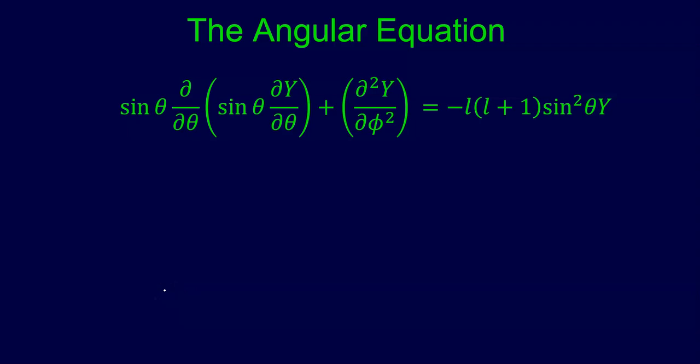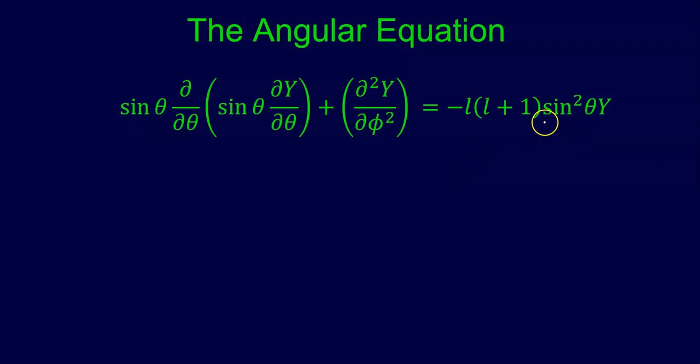All right, we left off. We had gone through and showed that the time-independent Schrodinger equation in spherical coordinates can be separated out into two different equations: the radial equation, which we'll deal with next time, and the angular equation, which we're going to deal with right now. And so here's our angular equation.